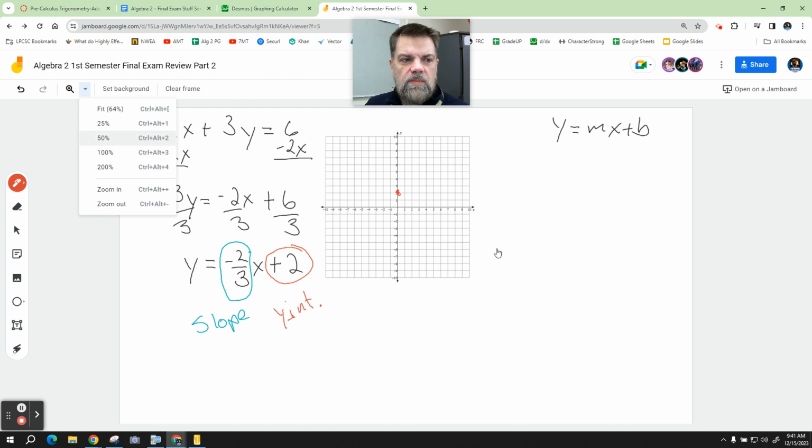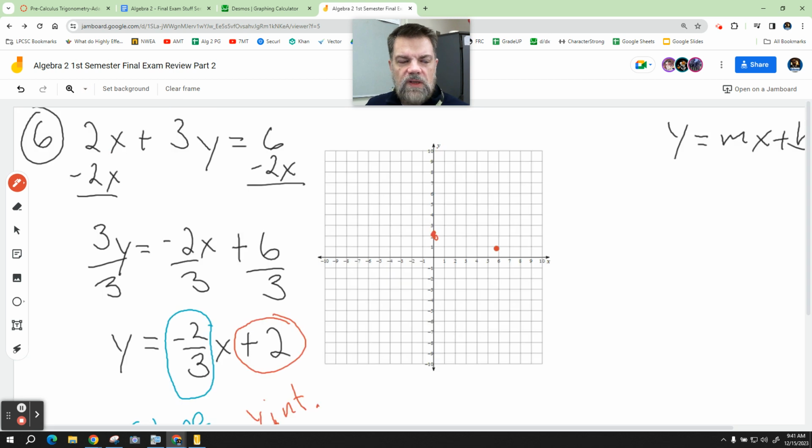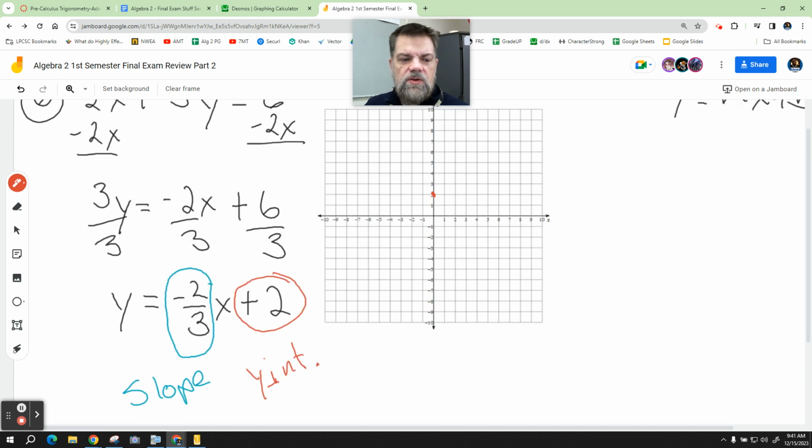Let me zoom in a little bit. Perfectly drawn dot right there. And then from there, because my slope is negative 2 over 3, what I'm going to do is go down 1, 2 over 1, 2, 3. Go down 1, 2 over 3.